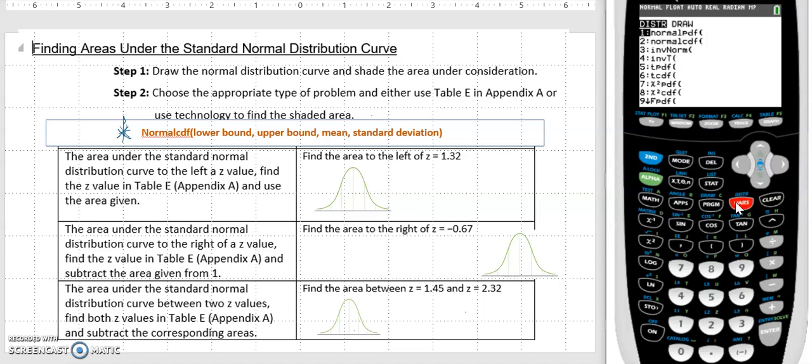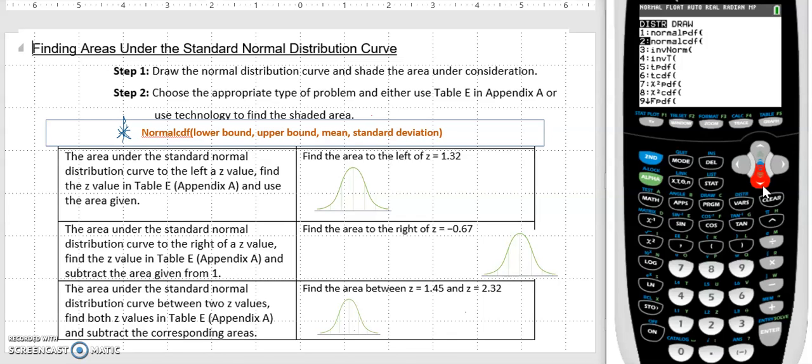Now, we're only going to be focusing in our class with the normal distribution. So we don't want to use the first command, normal PDF, because what normal PDF gives us is the height of a curve at a particular value. We're not concerned about height. We want to find area, shaded areas. So we're going to go down to choice 2, normal CDF. That stands for normal cumulative density function.